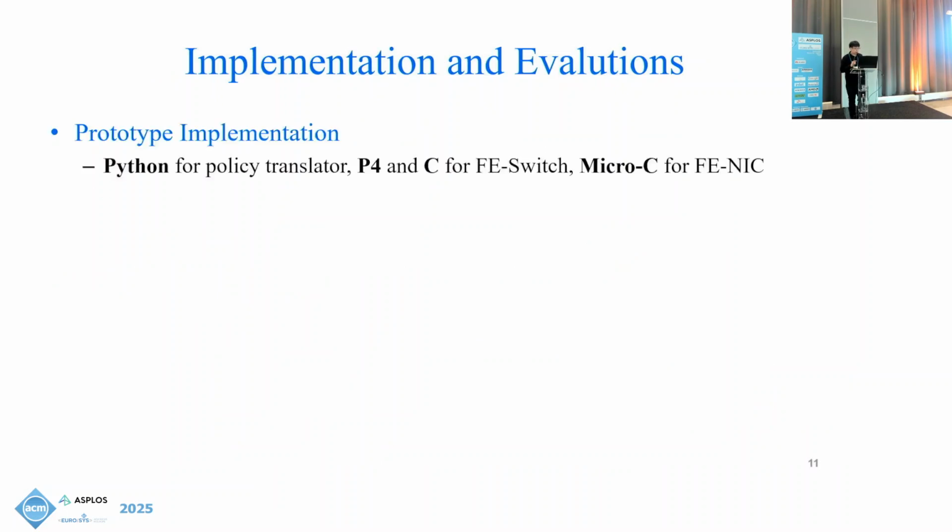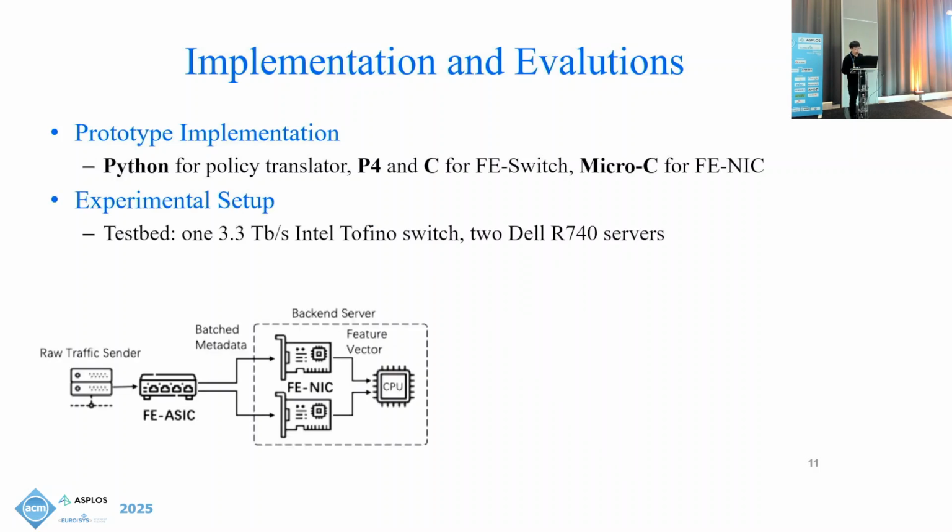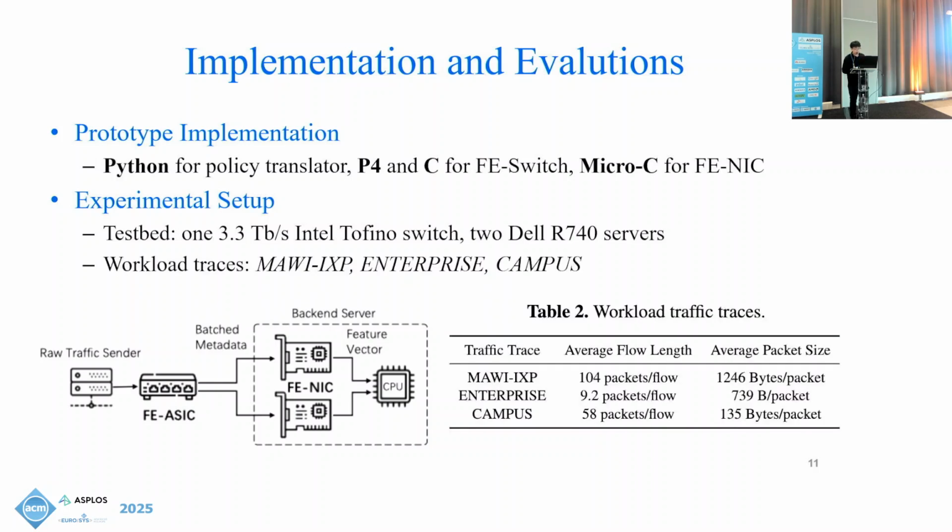We implement a SuperFE prototype with Python for the policy translator, P4 and C for the FE switch, and Micro-C for the FE NIC. Our testbed consists of one 3.3 terabits per second Intel Tofino switch and two Dell R740 servers as shown in the figure below. Our workload traces consist of MAWI, IXP, Enterprise, and Campus, which have different flow lengths and packet size distributions as shown in the figure.